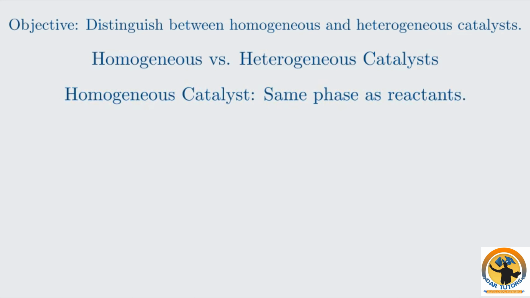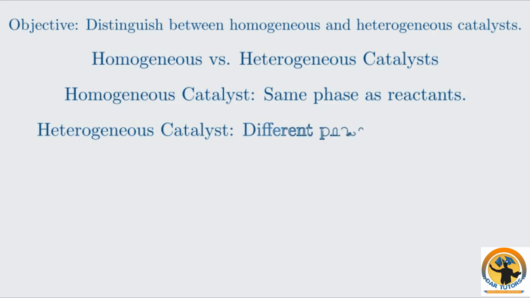An excellent industrial example is the use of vanadium V oxide in the contact process for sulfuric acid production, which is a homogeneous catalyst. Sulfuric acid is the most produced industrial chemical worldwide, so this process is of immense importance. In contrast, a catalyst is called heterogeneous if it is in a different phase from the reactants. Heterogeneous catalysts typically provide a solid surface for gas or liquid phase reactions to occur on.